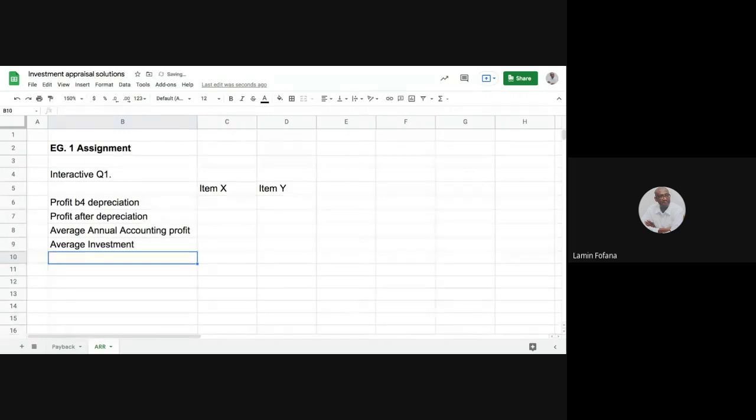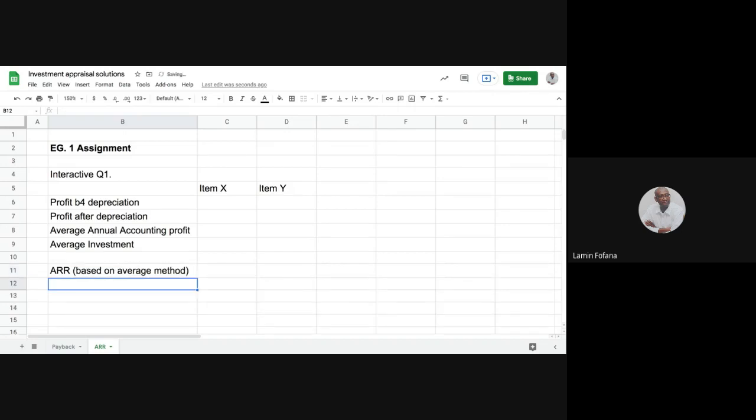Okay, we have average investment. Good. Then at the end of the day, we are supposed to get what? Our ARR. Okay, and this will be based on the average method. Just put based on average method. Good. Okay, so far so good. Am I making sense? Are you following? Yes, yeah.